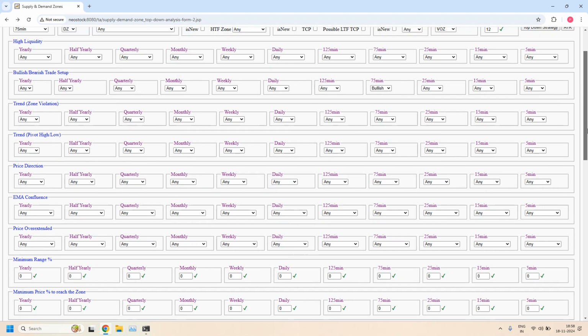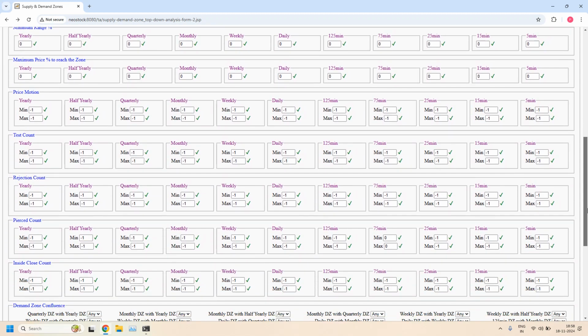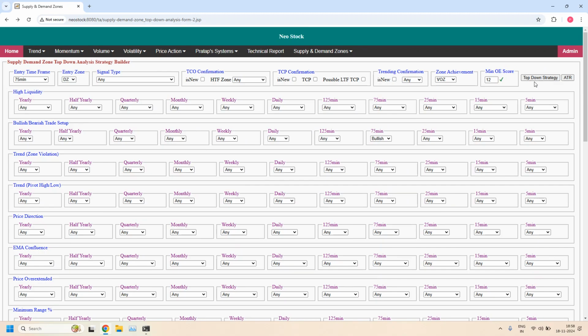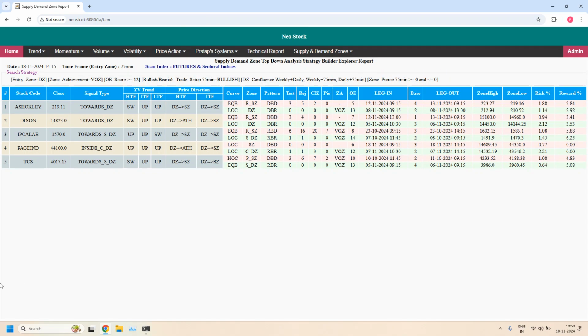In the demand zone confluence, 3 filters we should add: LTF, ITF, HTF filters. The first filter is already enabled, that is 75 with daily demand zone confluence. Second filter, 75 minutes demand zone with weekly demand zone confluence. Third filter, daily demand zone with weekly demand zone confluence. With all the 3 filters, we got 5 stocks.